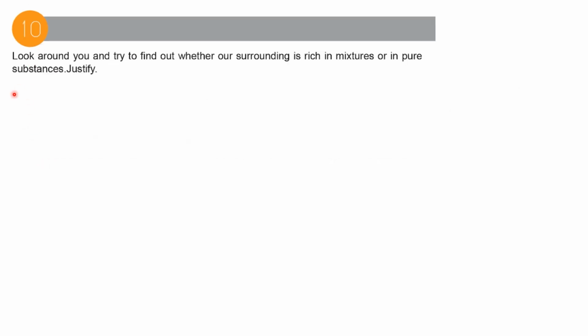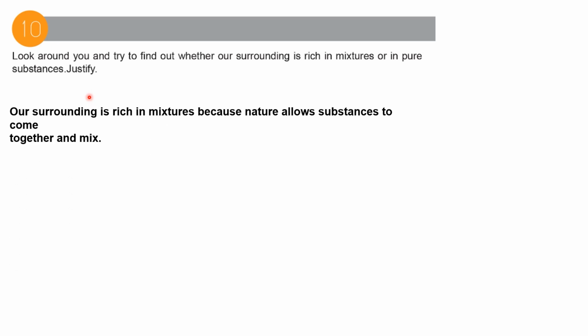Exercise 10. Look around you and try to find out whether our surrounding is rich in mixtures or in pure substances. Justify. What do you think? Our surrounding is rich in mixtures because nature allows substances to come together and mix. So, our surroundings are rich in mixtures because natural processes allow substances to come together and mix.